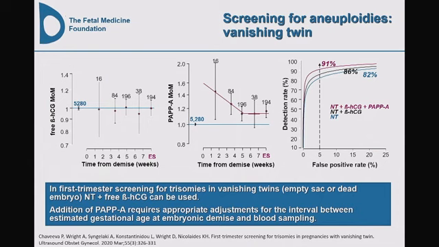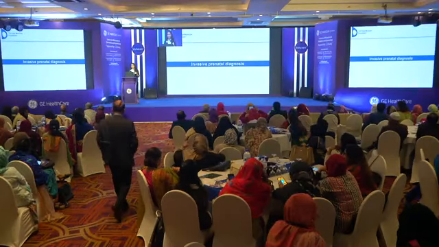And what is the summary of that? Well, if we take a singleton pregnancy and let us say we add free beta hCG and PAPP-A, the detection rate will be about 91%. But if we measure nuchal translucency and add only free beta hCG, we will go down to 86%. We would accept the detection rate is a little bit less, but at the moment, the evidence suggests that we cannot use PAPP-A.